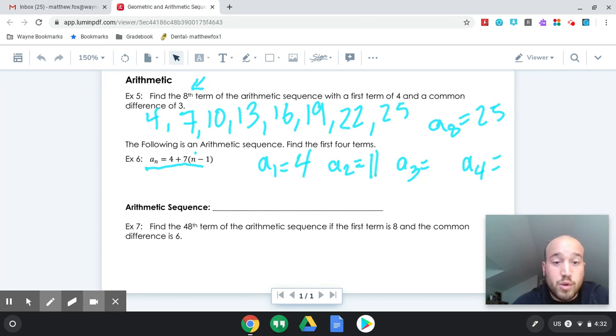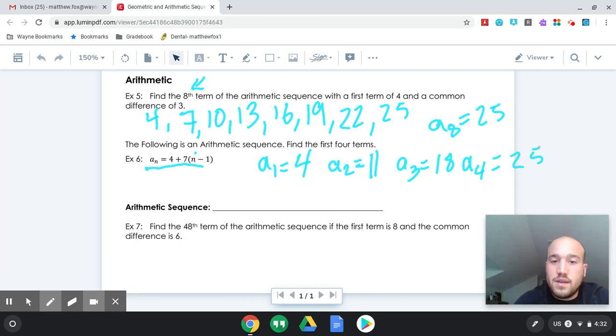Okay. If we plug in a 3, 3 minus 1 is 2. 2 times 7 is 14, plus 4 gives us 18. And if we plug in a 4, 4 minus 1 is 3. 3 times 7 is 21, plus 4 gives us a 25.